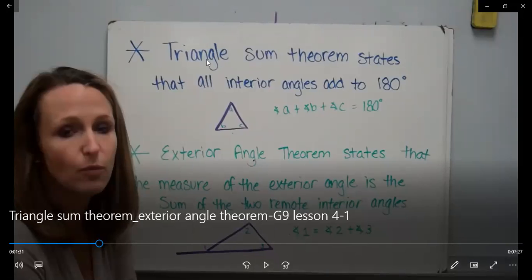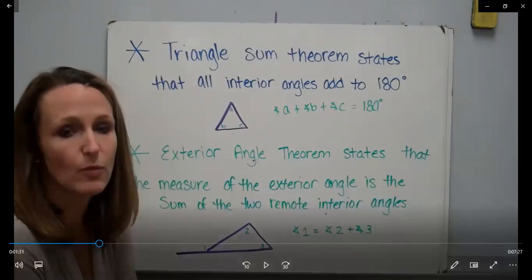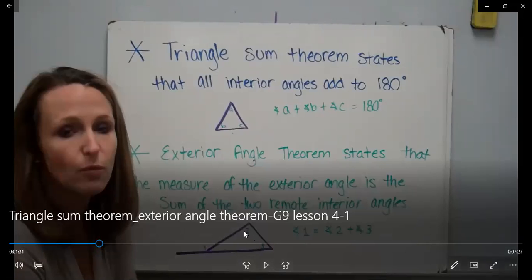Let me give you an example. When angle 2 equals 50 and angle 3 equals 30, what is the measure of angle 1? Is there anyone who can tell me? 100.